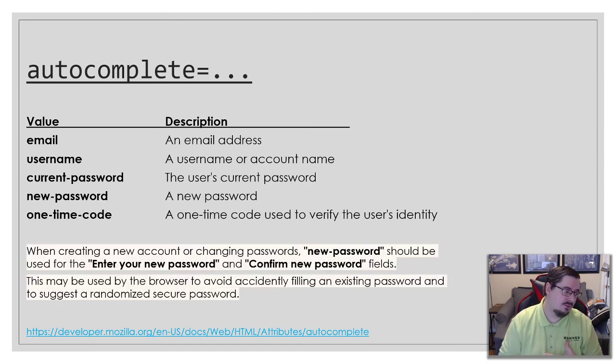Similarly, for contact information and login forms, there's another set of values. So email: if you set autocomplete to email, you're saying that it should autofill the user's email address. There's also one for username. Oftentimes, email and username are almost interchangeable, but there are some slight differences.